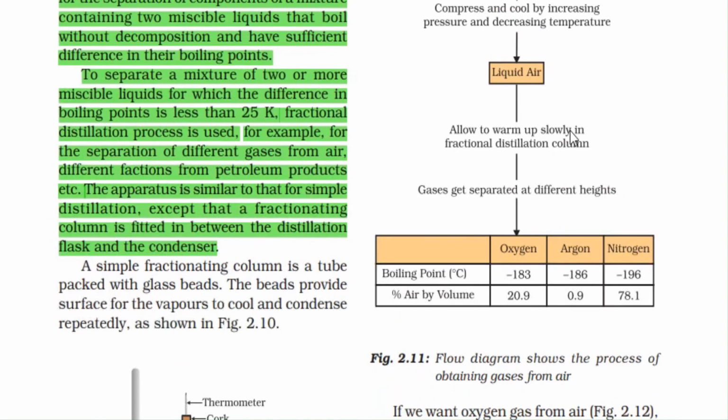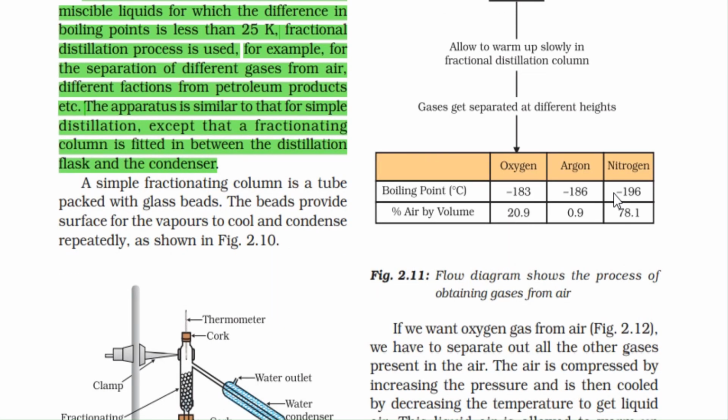Slowly in a fractionating column, the gases get separated at different heights. So the boiling point of oxygen is -183 degrees centigrade, and the percentage of air by volume is approximately 21%. Now argon boils at -186 degrees, nitrogen at -196 degrees. The percentage of argon is 0.9%, almost 1%, and 78% for nitrogen.